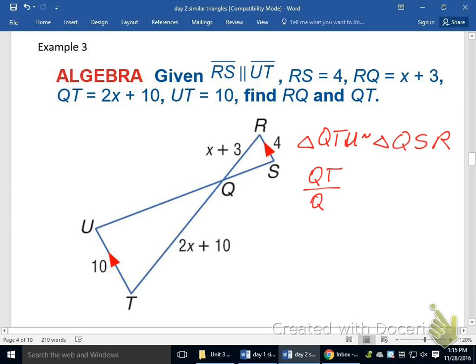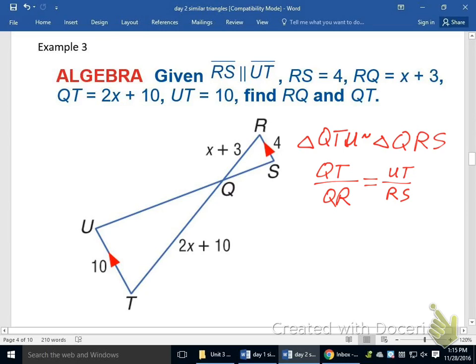I made a boo-boo in making this description. I'm sorry about that, folks. The first one, since it was QTU, the second one should have been QRS, my mistake. All right, so then that would mean QT over QR. Now, I'm going to move right along and say that equals, I see the 10 and the 4 here, I'm going to make use of those. That UT in the first one will correspond to the RS in the second one.